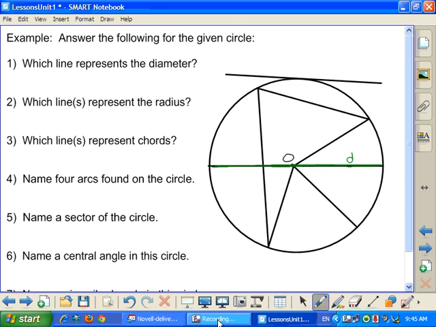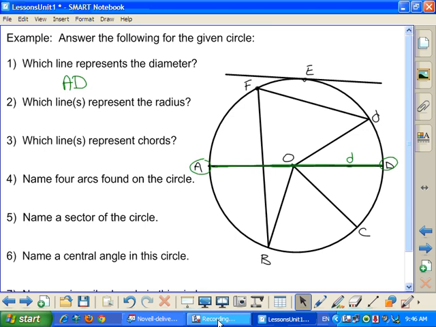So what I'm going to do here, and very similar to the homework, I'm going to go around and label intersection points here so we can reference it. So when I want to answer this, number one, which line represents a diameter? The diameter extends from point A to point D. So line AD is the diameter. So you list it as the starting location and the end location.